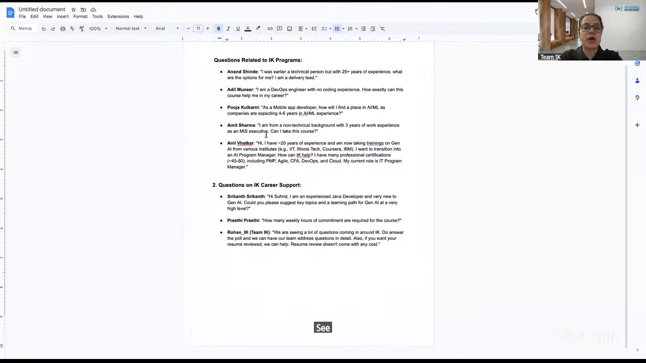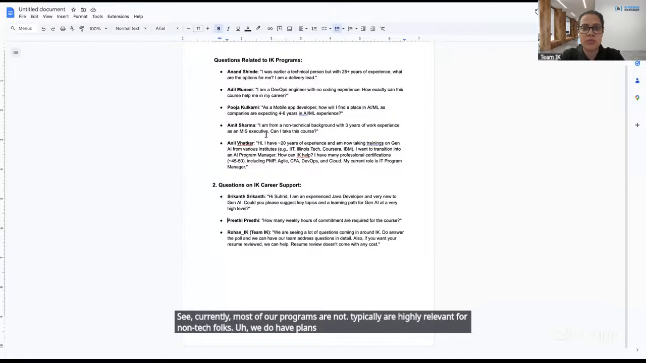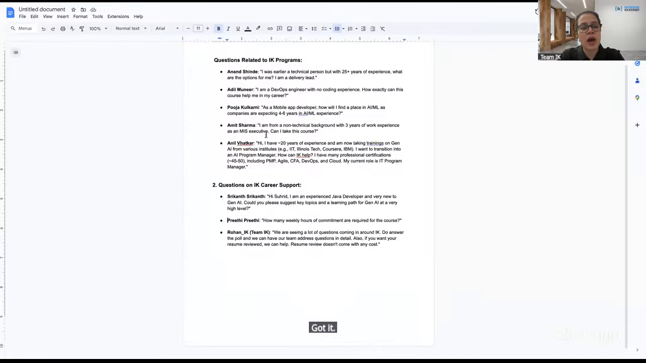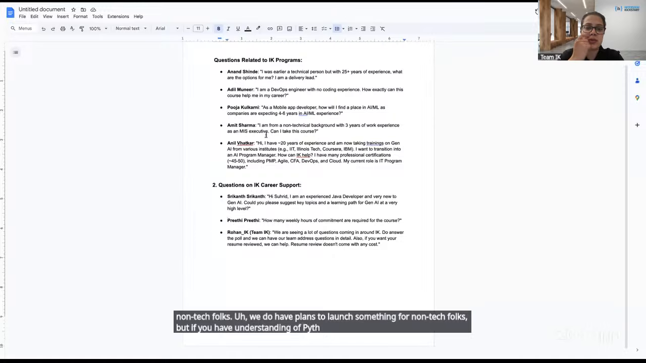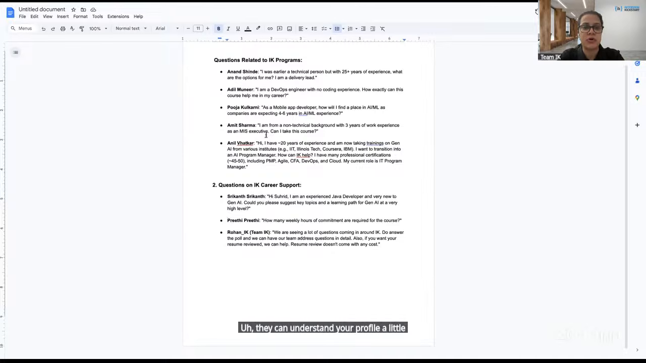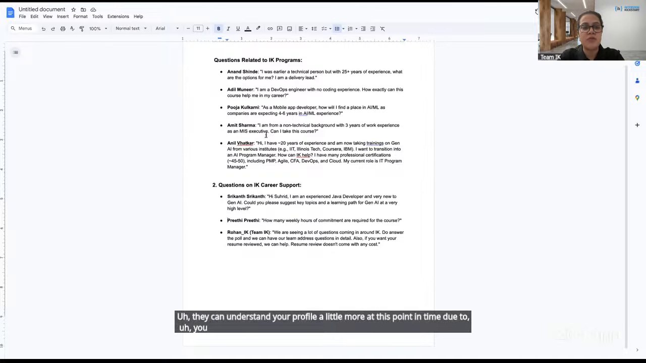See, currently, most of our programs are not typically or highly relevant for non-tech folks. We do have plans to launch something for non-tech folks, but if you have an understanding of Python specifically, still go ahead and have a detailed conversation with the program advisor so that they can understand your profile a little more. At this point, due to the constraint of time, we can't discuss it on call, but talk with them, discuss in detail, and they will guide you. But it's more pro code based as of now.